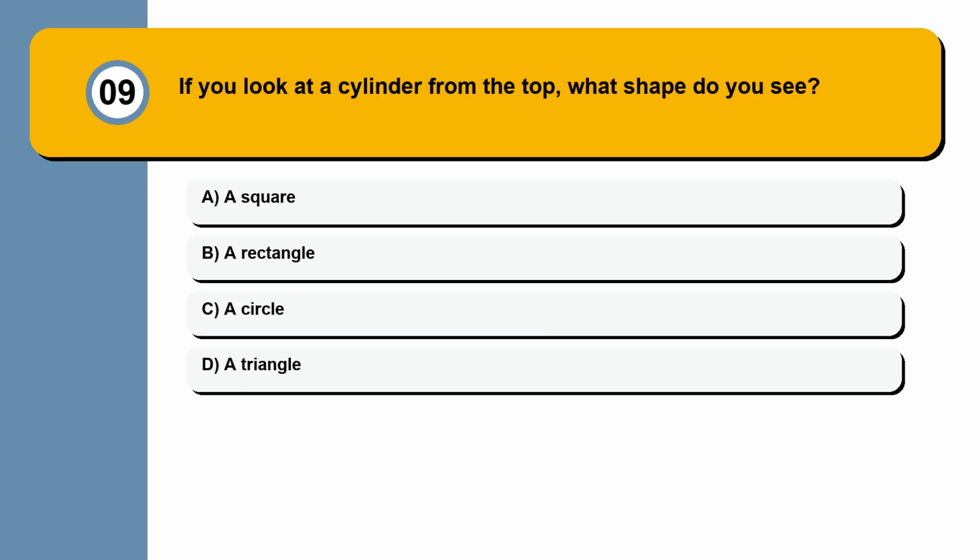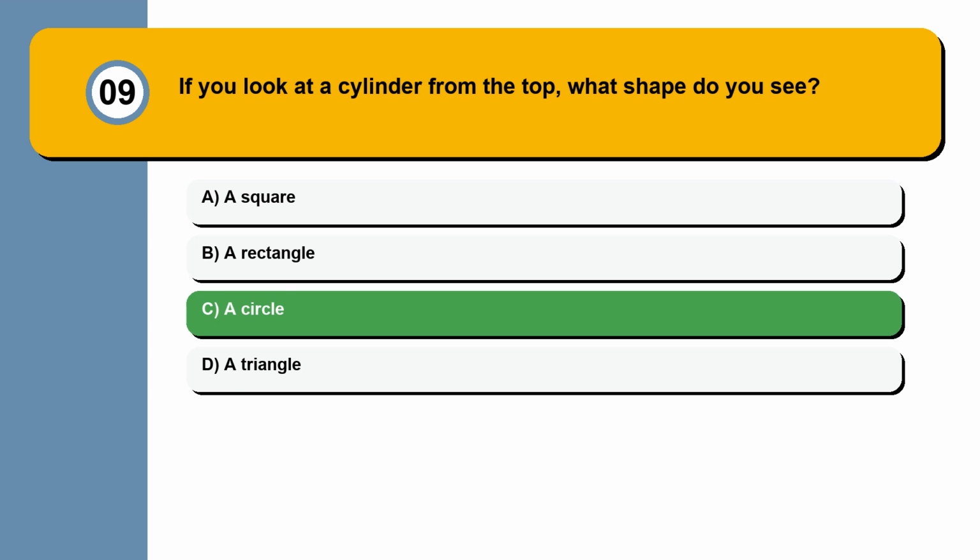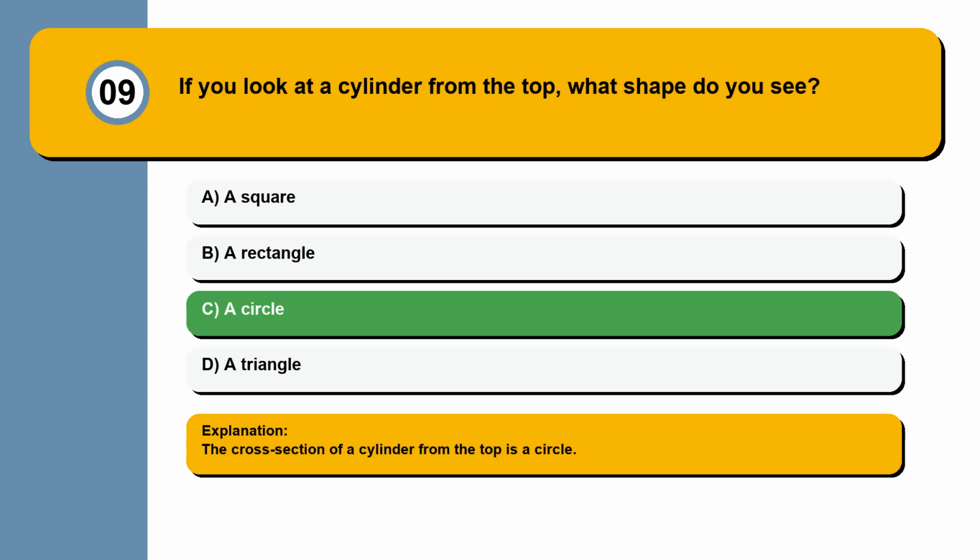Question 9. If you look at a cylinder from the top, what shape do you see? A square, a rectangle, a circle, a triangle. The cross-section of a cylinder from the top is a circle.